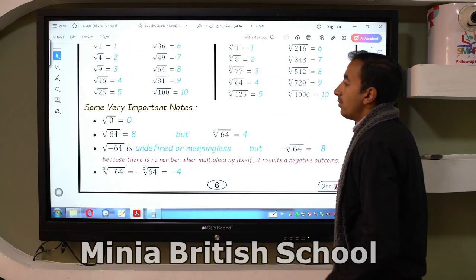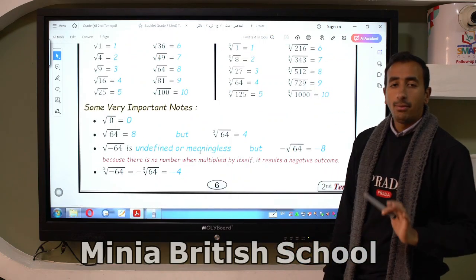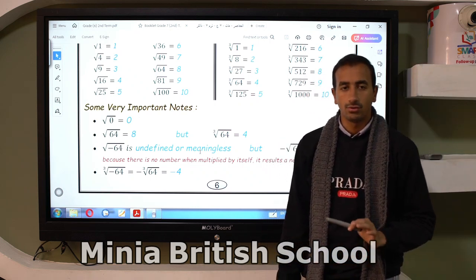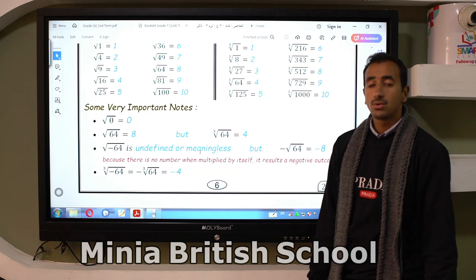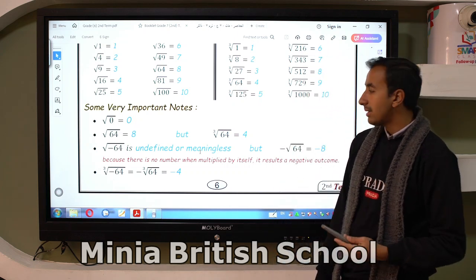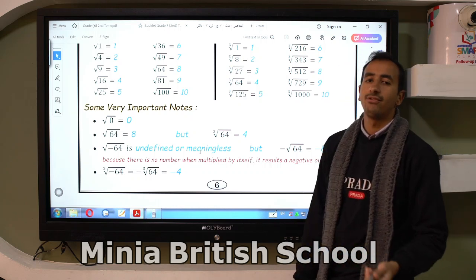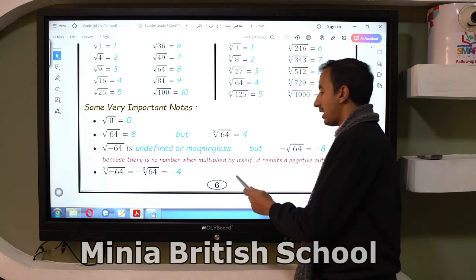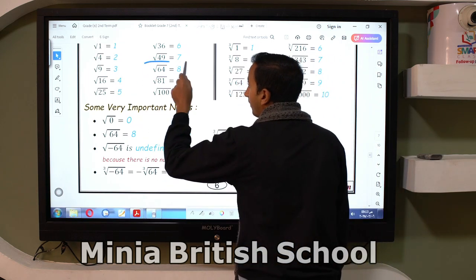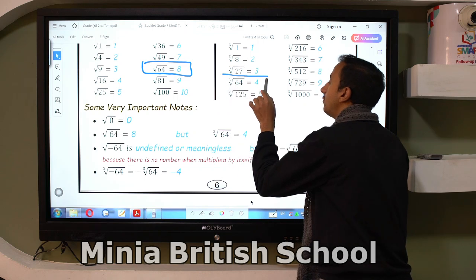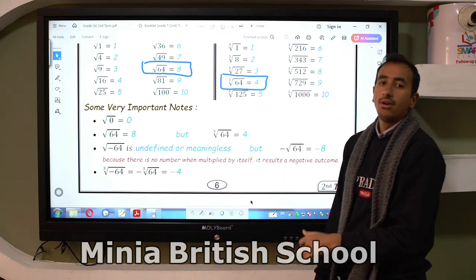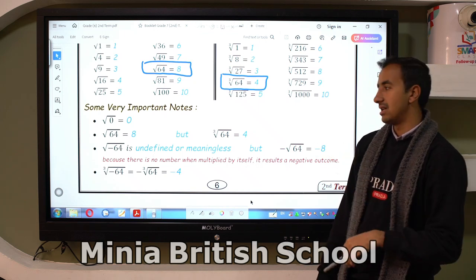Now we have some very important notes. Square root of 0 equals 0. Square root of 64 equals 8. But what about the cube root of 64? It will be 4. Square root of 64 is 8, but cube root of 64 equals 4, because 8 times 8 equals 64, and 4 times 4 times 4 equals 64.